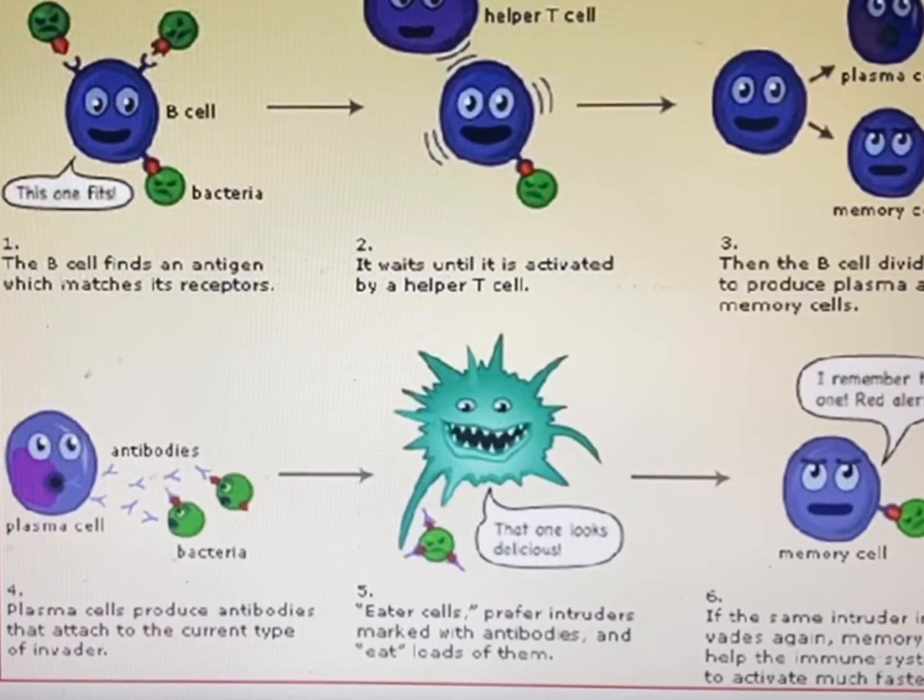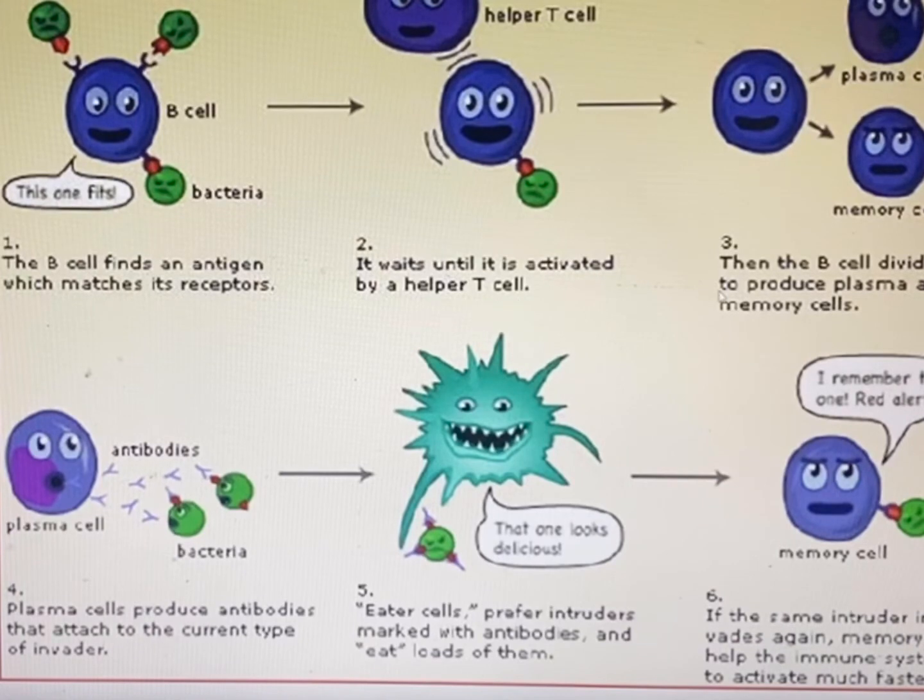So let's review what happens in the first phase. In the first phase, the B cell finds an antigen which matches its receptor. At the second phase, you see it waits until it is activated by a helper T cell. Then the B cell divides to produce plasma and memory cells, right?